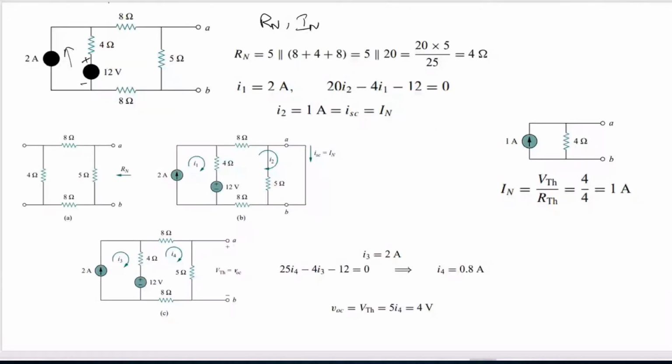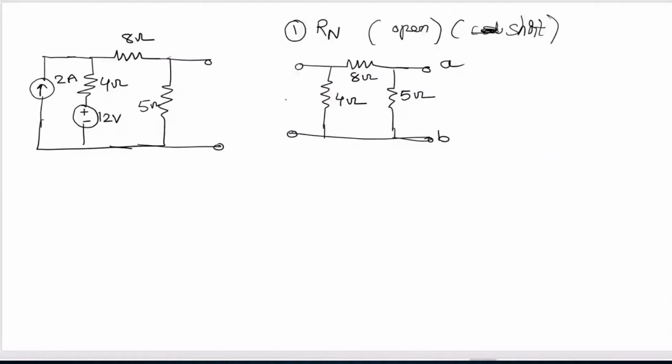Now, how are the 8 and 4 connected? 8 and 4 are in series, so 8 plus 4 is equal to 12 ohms. And how are 12 and 5 connected? They are in parallel. So 12 into 5 divided by 12 plus 5. How much is it? Can anyone calculate and tell me?